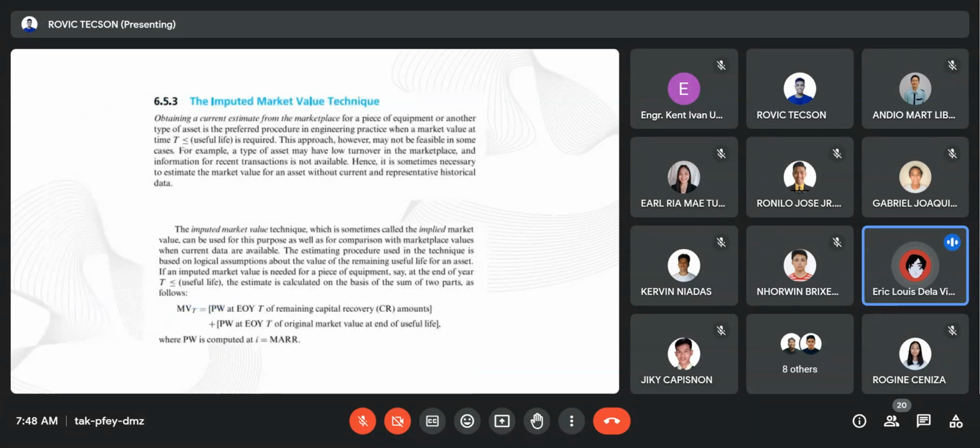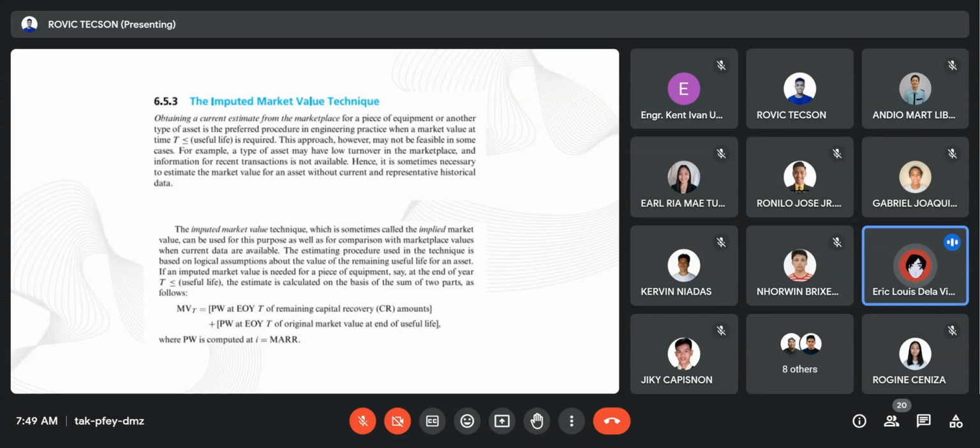Next is the imputed market value technique. Obtaining a current estimate from the marketplace for a piece of equipment or another type of asset is the preferred procedure in engineering practice when a market value at time t is required. This approach, however, may not be feasible in some cases. For example, a type of asset may have low turnover in the marketplace and information for recent transactions is not available. Hence, it is sometimes necessary to estimate the market value for an asset without current and representative historical data. The imputed market value technique, which is sometimes called the implied market value, can be used for this purpose as well as for comparison with marketplace values when current data are available.